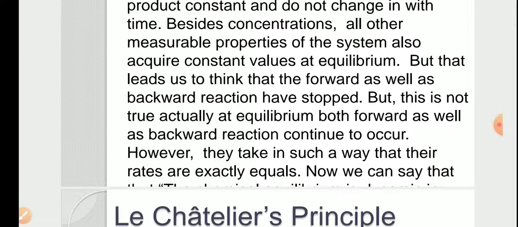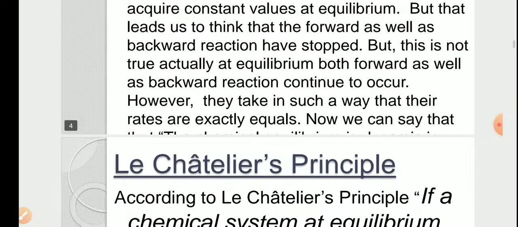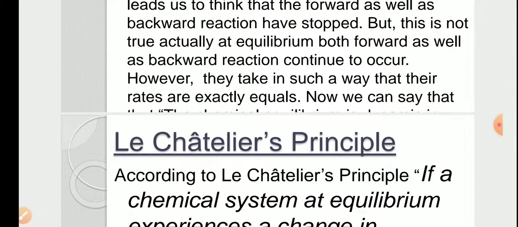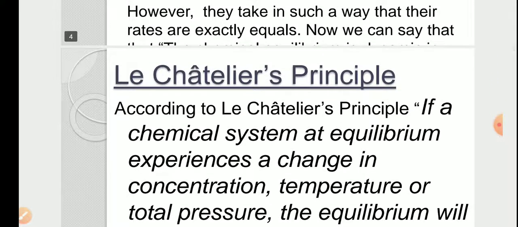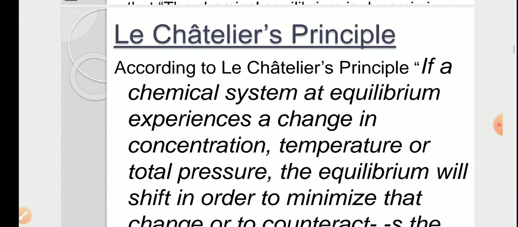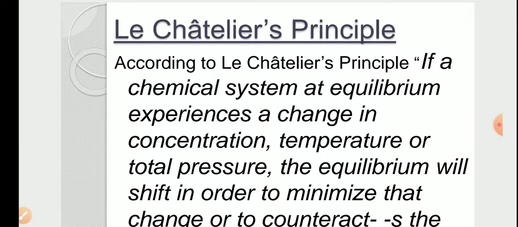At equilibrium, both forward as well as backward reactions continue to occur, but their rates are the same, like the tap water in the picture I showed you just now. The production of product and the breaking of product back to reactant are the same, so the concentrations of reactant and product remain unaltered. That is why it is a dynamic equilibrium. Now, Le Chatelier's principle, the most important thing.